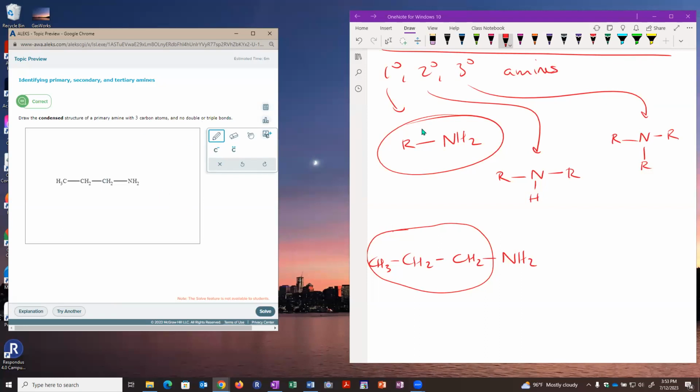As you go through, you want to make sure that you know what primary versus secondary versus tertiary mean. Draw it out on a sheet of paper and then transfer it over to the template.